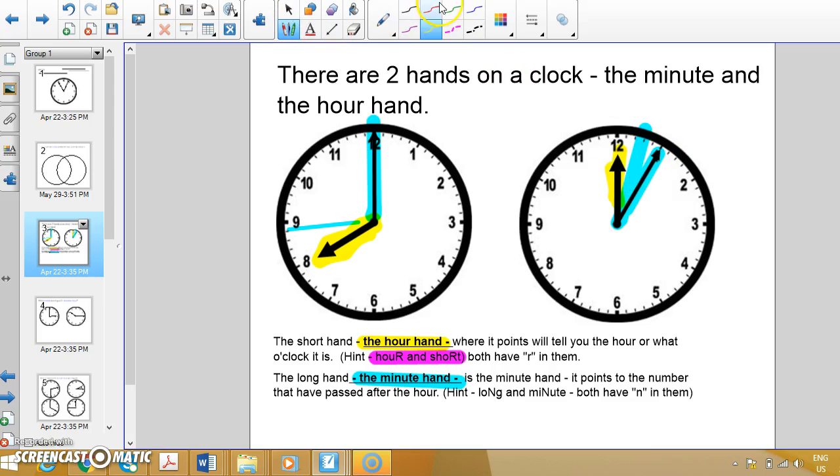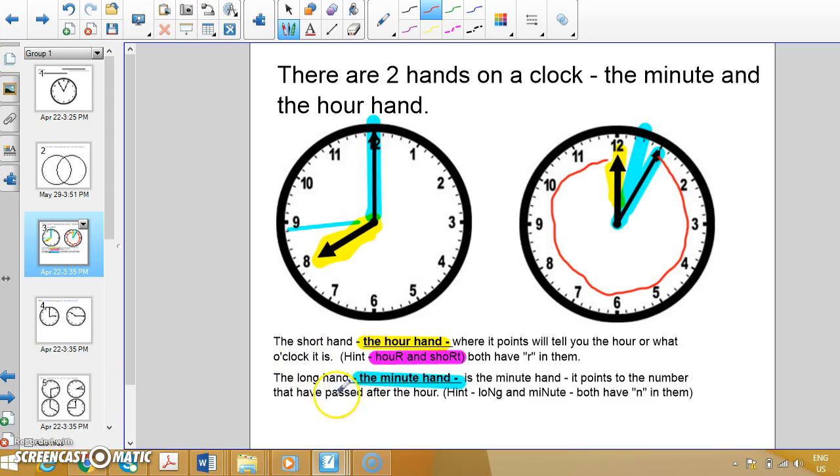Now, this minute hand is going to travel all the way around here, 60 minutes past the hour, and then once it gets to the top, this hour hand is going to move to the next number, which means the next hour has come. So the clock is continuously moving, hour after hour, minute after minute, second after second. But for today, we're going to focus mostly on the long hand and the short hand, and then we'll get into how to tell the exact time.